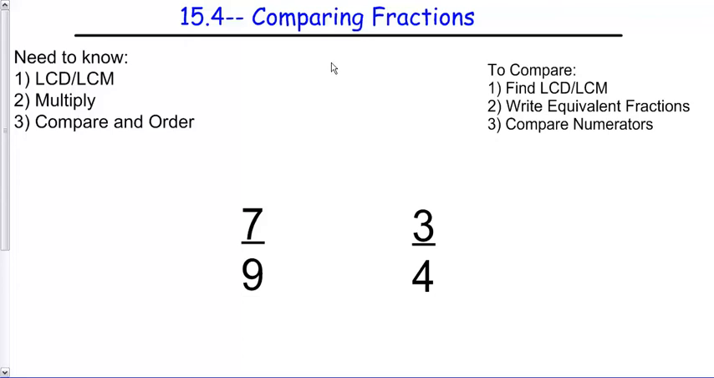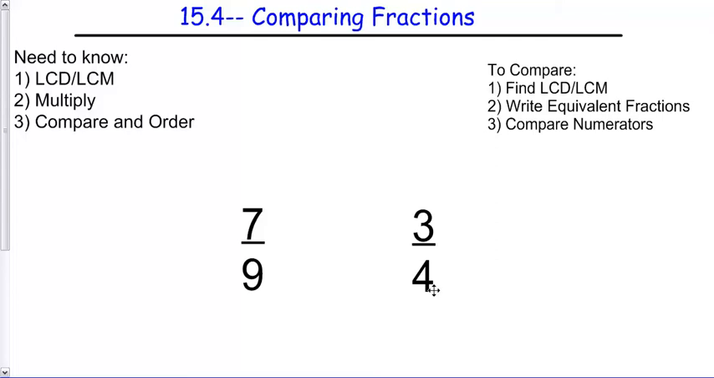Pure joy of Chapter 15, Lesson 4, Comparing Fractions. Here are the things I need to know. Least common denominator, least common multiple. These are the exact same thing, only the D and the M, but they're synonyms. I need to know how to multiply, and then I need to know how to compare and order. So the first thing I need to do is find the least common denominator, or least common multiple.